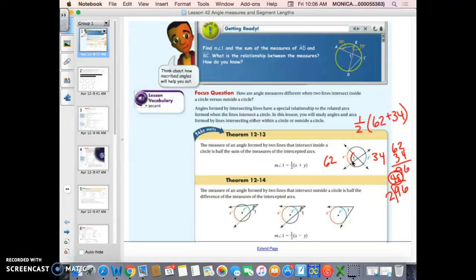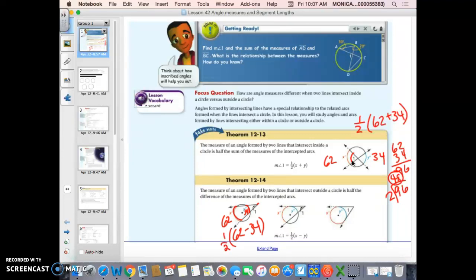Notice, if the angle is on the inside of the circle, you add. Now check this out. If you have two lines that intersect outside the circle, out here, then you subtract the two arcs. You're always going to do the larger arc subtracted from the smaller arc. So it's the two arcs that are involved in creating the angle, right? So let's say if this is now 62 and this one's 34, then I would do 62 minus 34 and take half of that, right?